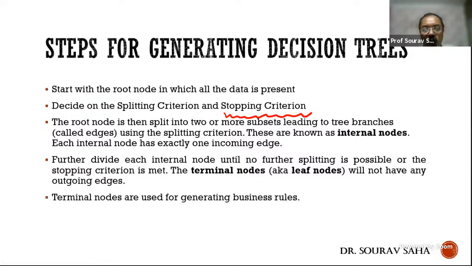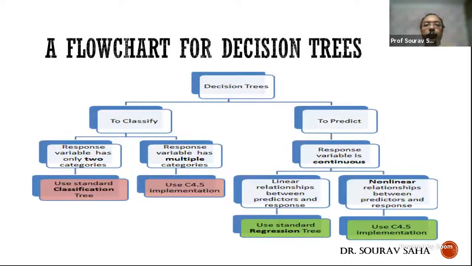So once you reach that particular part where the tree can't be further subdivided, that is where you say that you have stopped the tree, and that is the part where you can start generating the business rules from this decision. Okay? That is how you do it. Okay, so this is a flow chart for the decision tree.